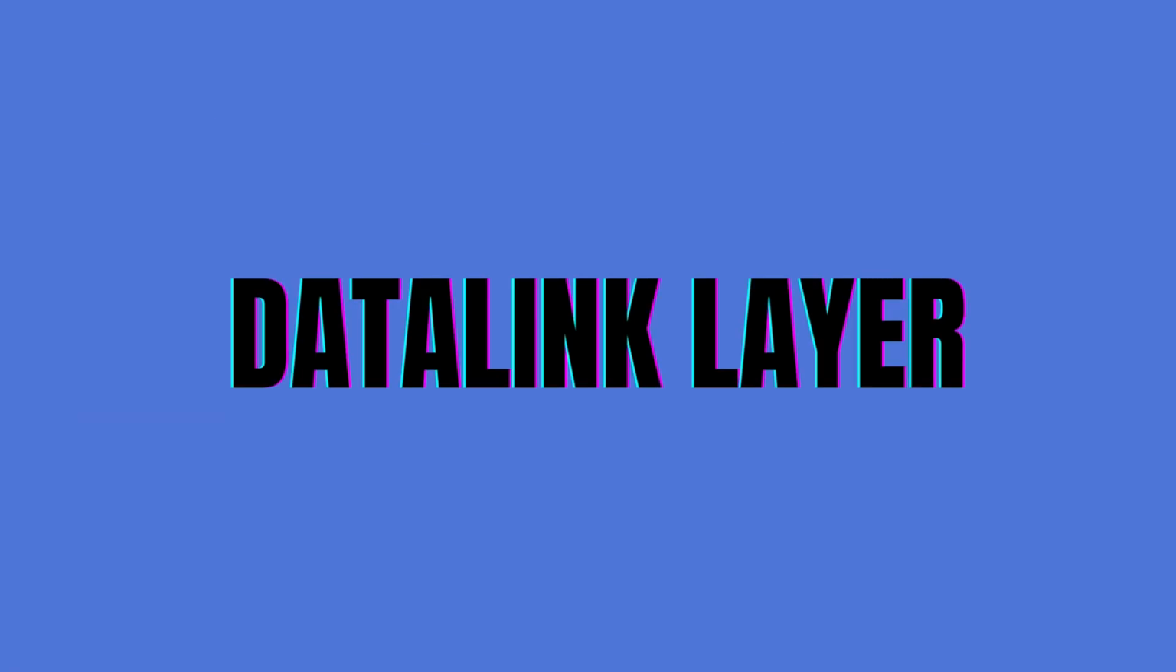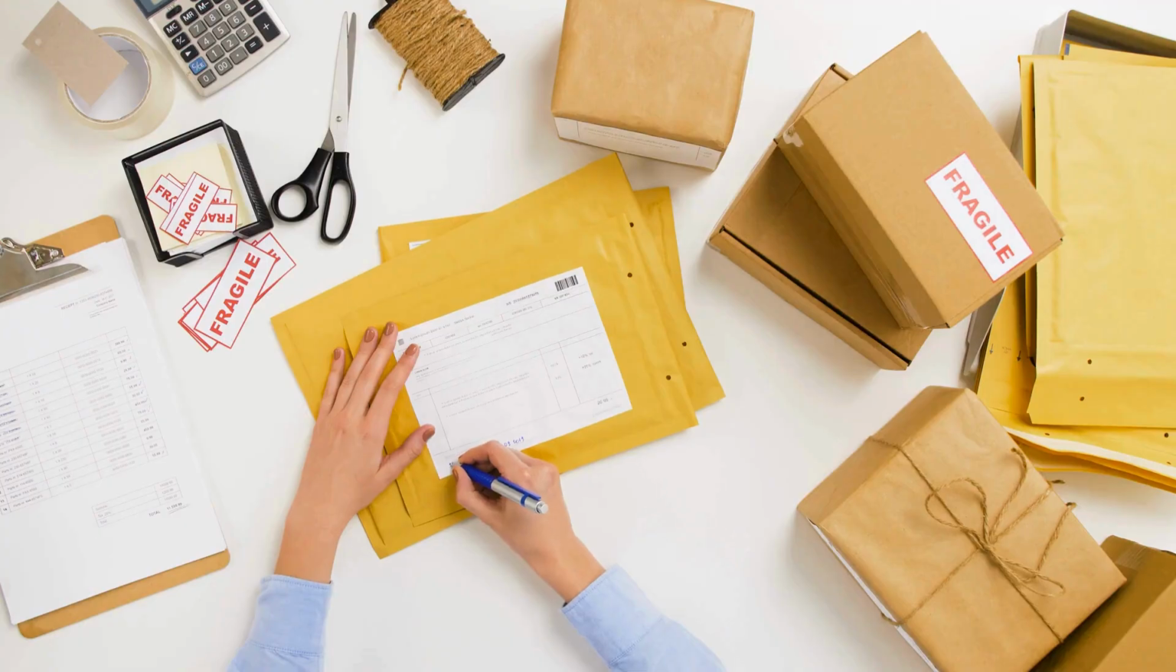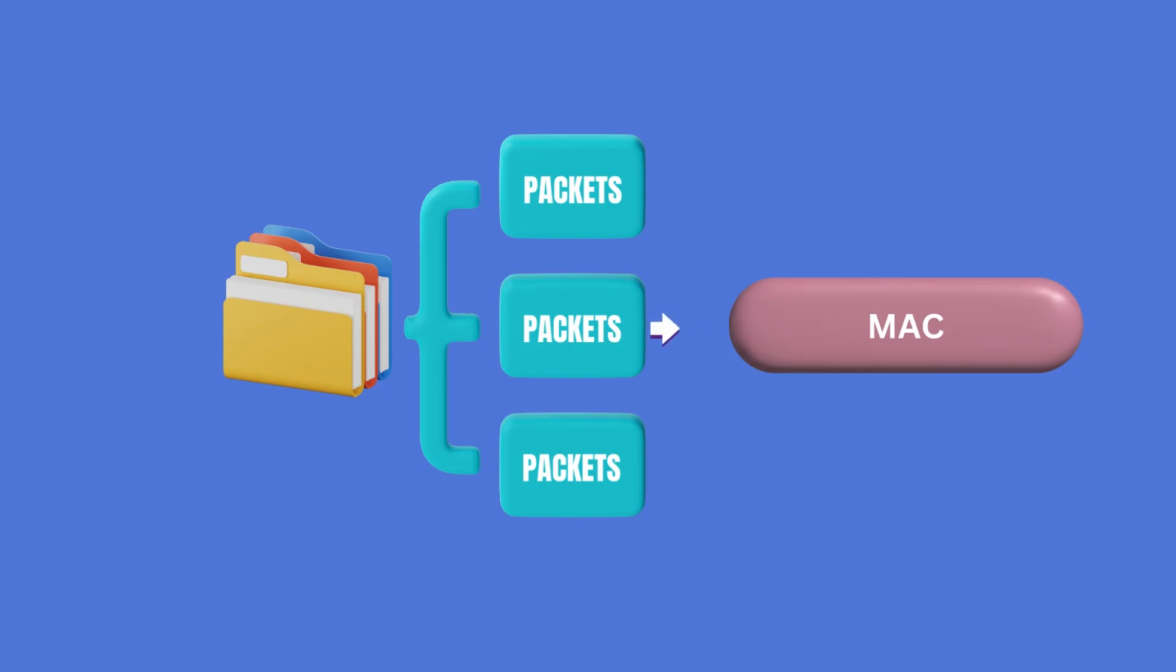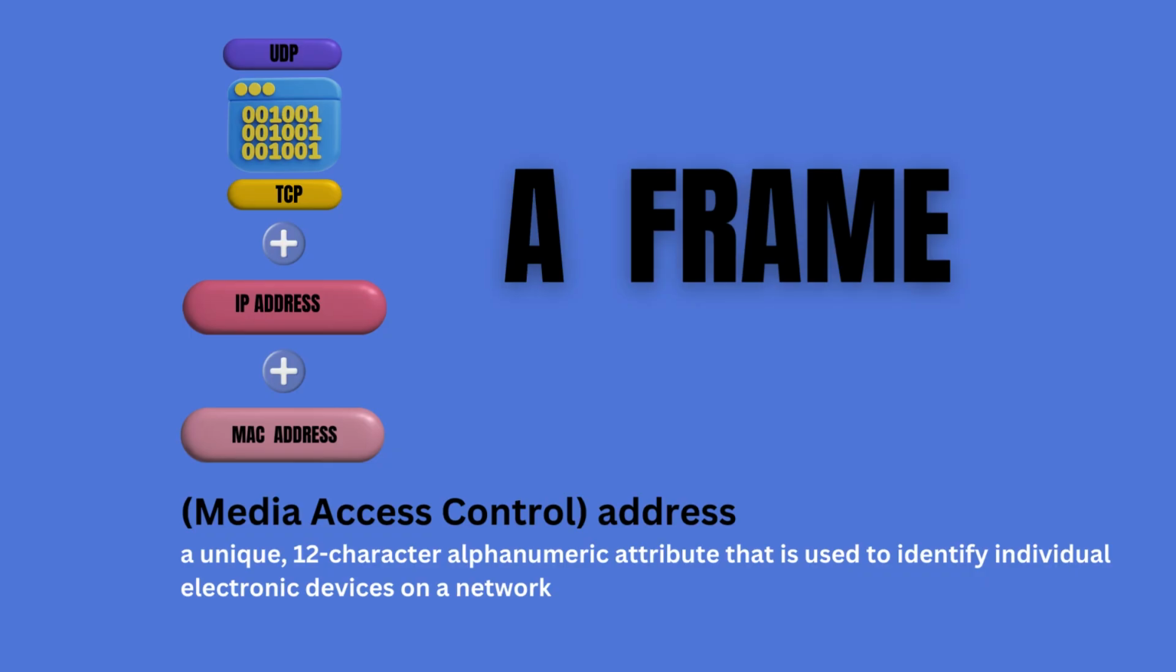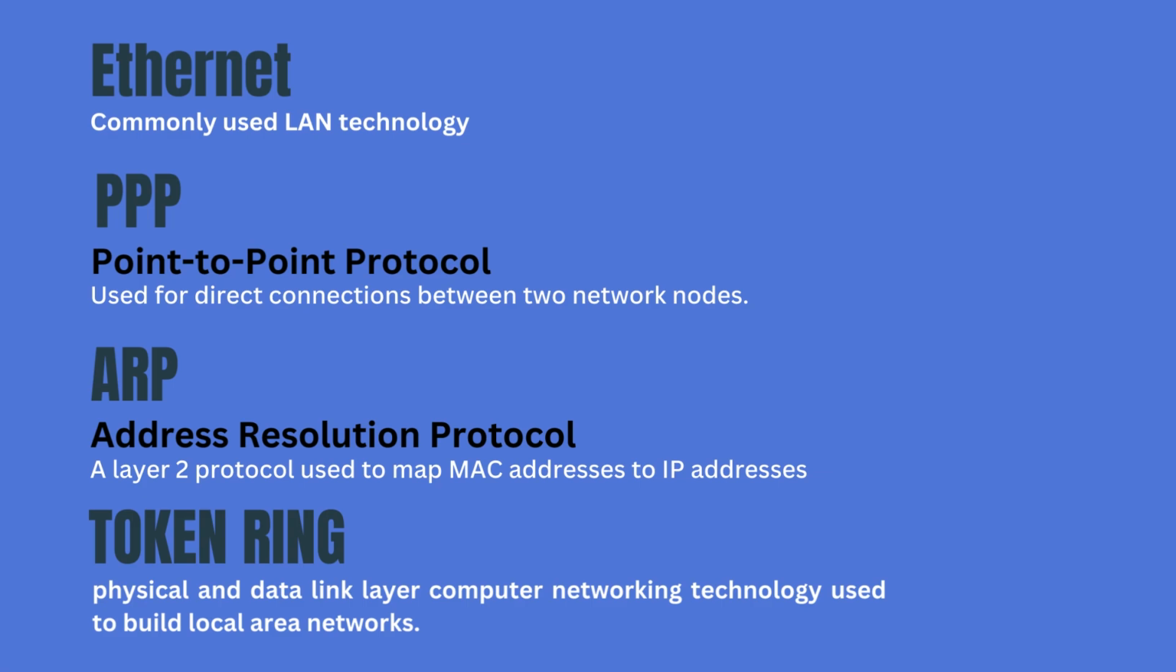After finding the best route, we need to sort and prepare our data for delivery. That's the job of the data link layer. The data link layer is like the post office, sorting your mail. Here, MAC addresses act like house addresses, ensuring each piece of data gets to the right place. Frames are the packages carrying your data. Some protocols applied in this layer are Ethernet, PPP, ARP, and Token Ring.